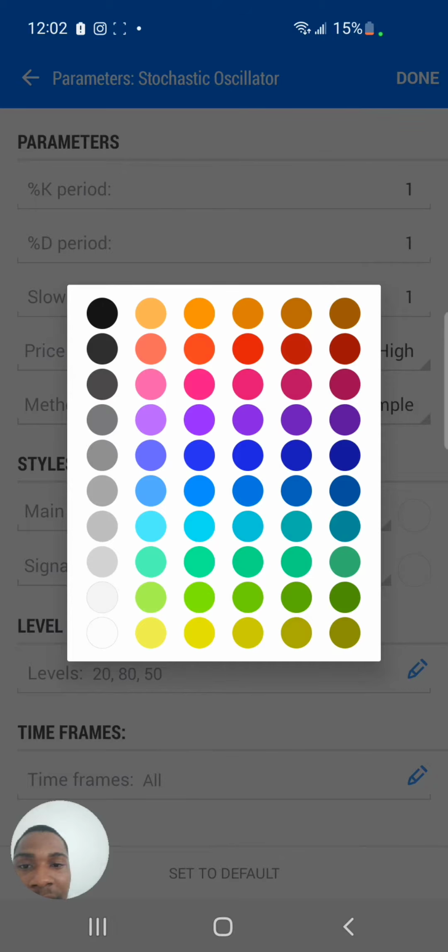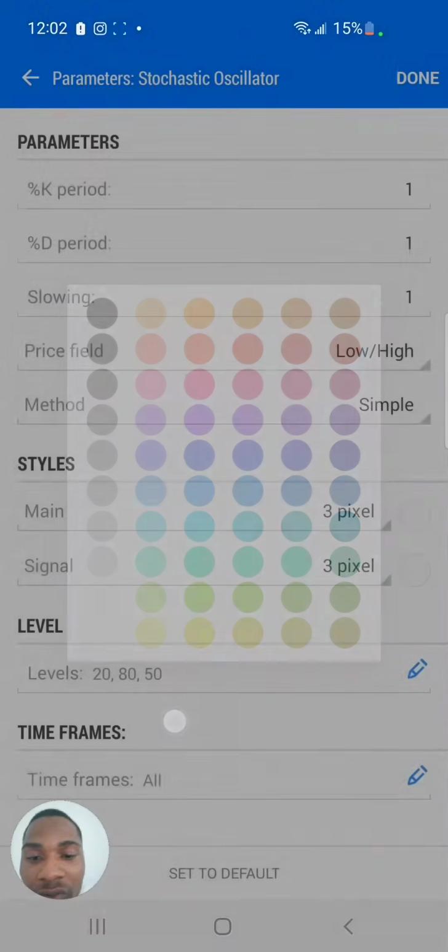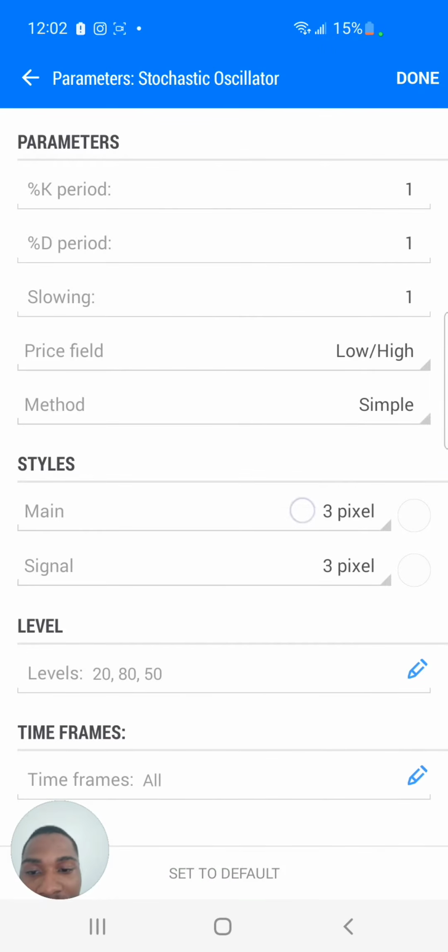The color for this main, make sure it is the color of your screen. If you're using a dark screen, use black. If you're using a light screen, use white. This is the color of my screen, as you can see.